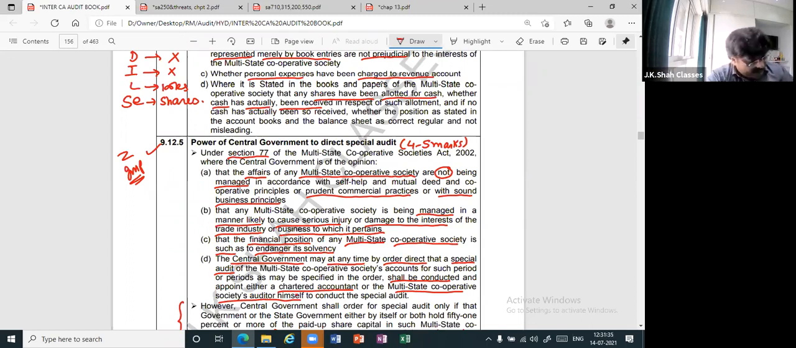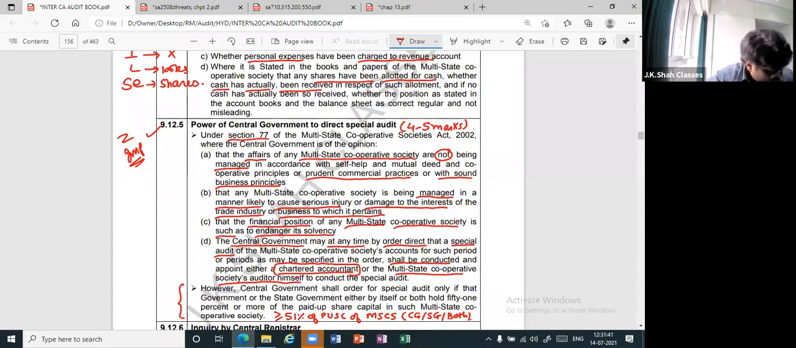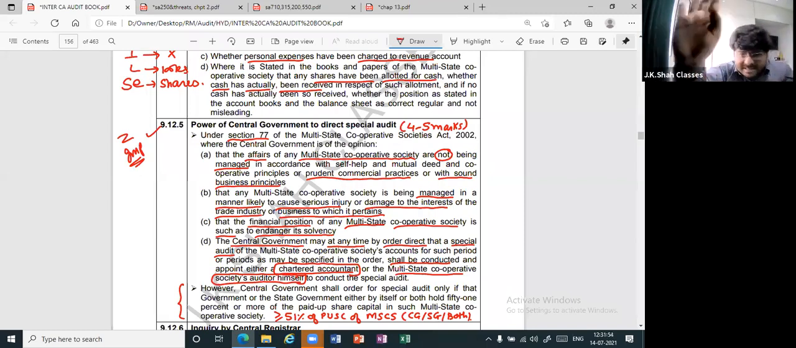But this special audit has to be done either by a chartered accountant or the auditor who himself is there of the multi-state cooperative society. Wait, it means the central government can direct the statutory auditor himself to do the special audit? Yes. But is it necessary they will tell me only? No. Can they appoint some other chartered accountant to do the special audit? Yes. Now do you understand?